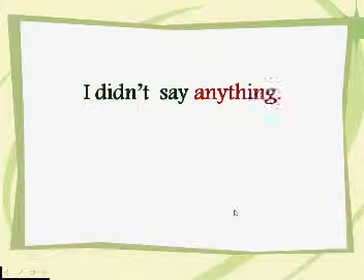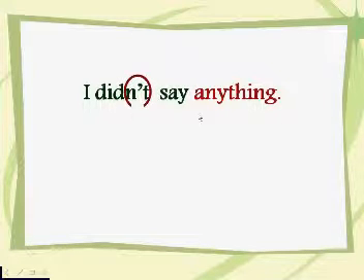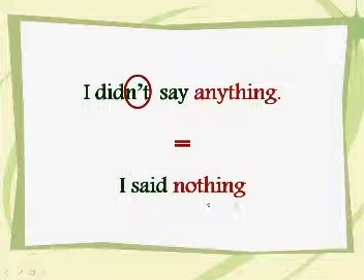For example, if you say, I didn't say anything, notice we have here not and we have anything. I didn't say anything has the same meaning as I said nothing. So you could use this one or this one. I didn't say anything or I said nothing. So both are correct.